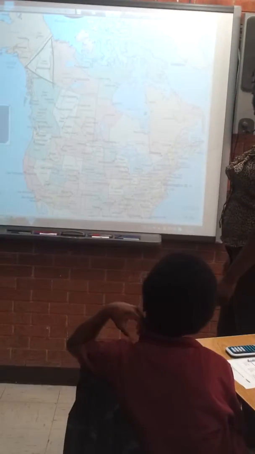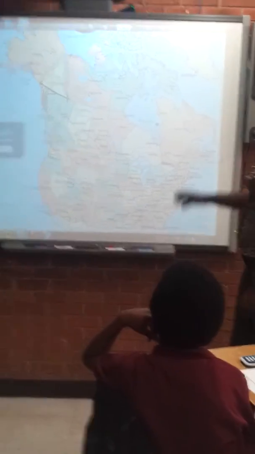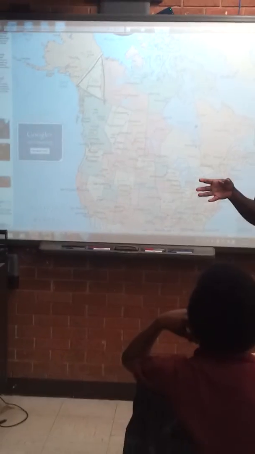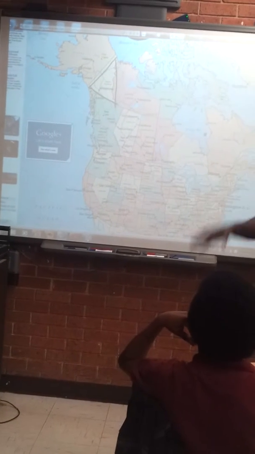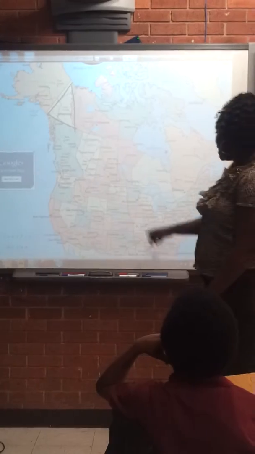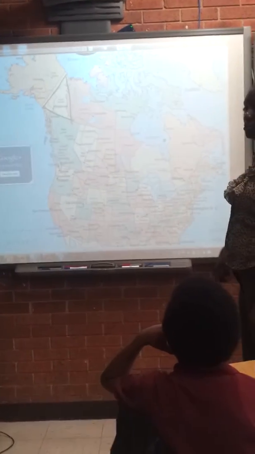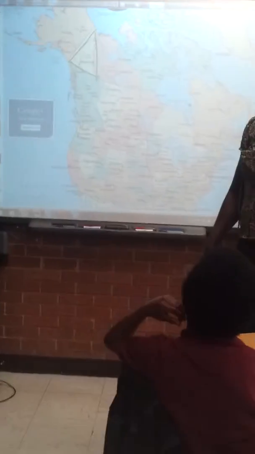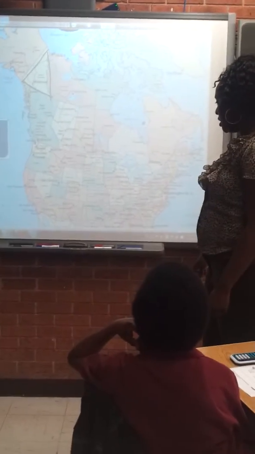So if we were to take these states in North America and break them apart into shapes that we were familiar with, we would not get the exact area. We would get an estimate area. But we could take each one of these and break it up into shapes and find the area using the formulas or expressions used to find those particular areas.